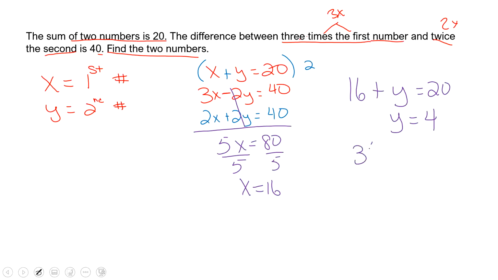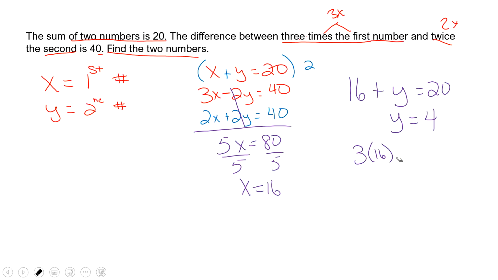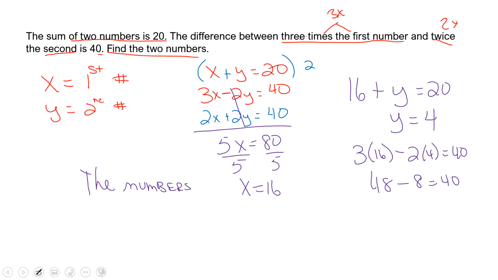So I have 3 times 16 minus 2 times 4 equals 40. 3 times 16 I know is 48. Negative 2 times 4 is minus 8, and that equals 40. So that's my answer. Again, write a sentence. The numbers are 16 and 4. Does that make sense?